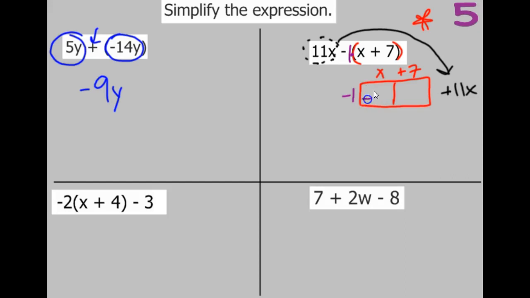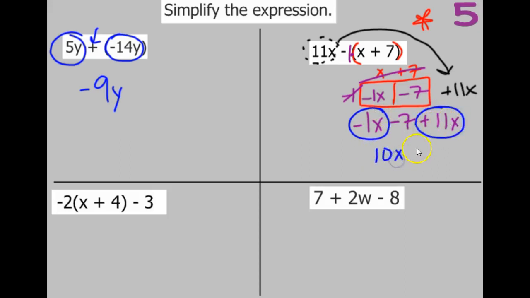So negative 1 times x is negative 1x. Negative 1 times 7 is negative 7. So I have negative 1x minus 7, and then that positive 11x, because we didn't distribute that. So we have our like terms, negative 1x and positive 11x. 11 minus 1 is 10x, and then just that subtract 7 there. That one's a little tricky. You need to know that that's a negative 1 and it's multiplied. So that's your teacher out front. This 11x is just the hall monitor, somebody else hanging out that's not supposed to be there.